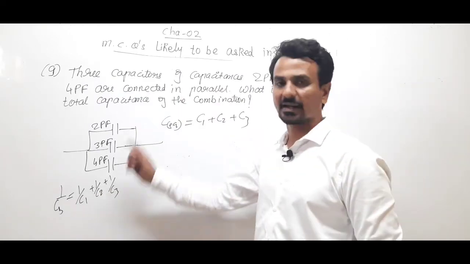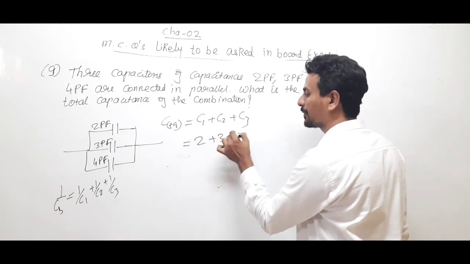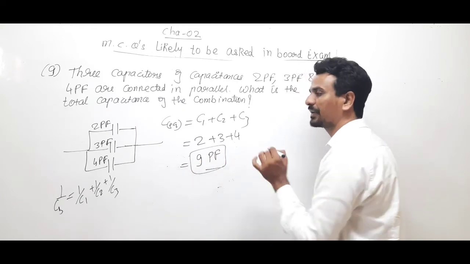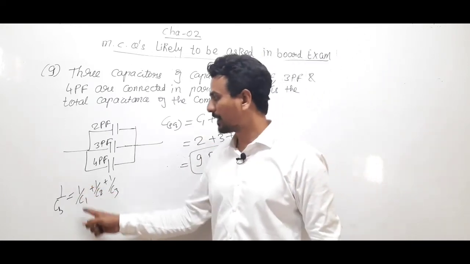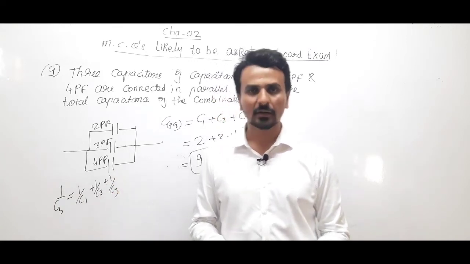Presently the capacitors are connected in parallel. So we just have to add them, 2 plus 3 plus 4. So that is 9 picofarad. This is your equivalent capacitance. If they are connected in series, then you will have 1 by 2 plus 1 by 3 plus 1 by 4, and then you have to solve it. Got it? Next one.